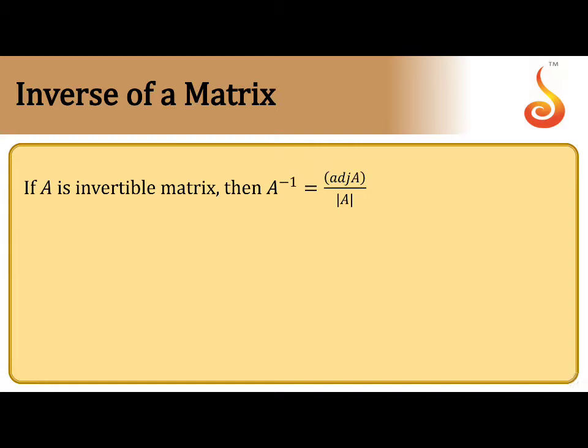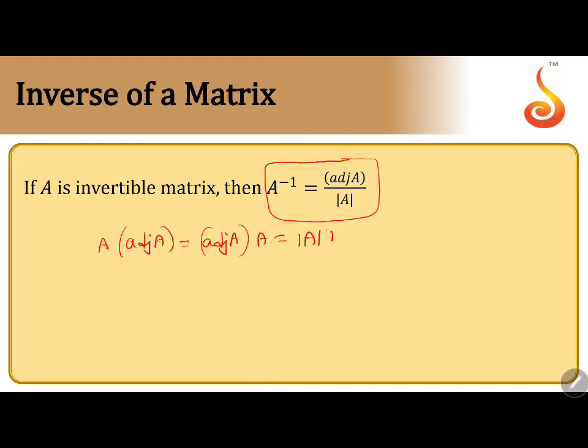Next, if A is an invertible matrix, then A inverse is equal to adjoint A by det A. This is the formula we are going to use to find the inverse. How to get this formula? In adjoint of a matrix, there is a property: A into adjoint A is equal to adjoint A into A is equal to det A into I.